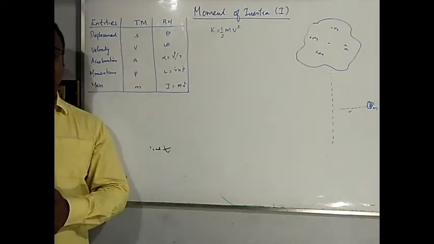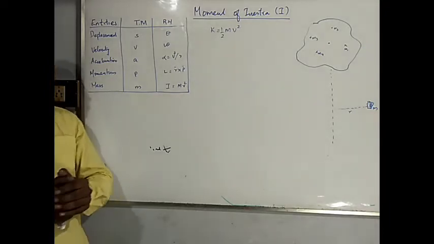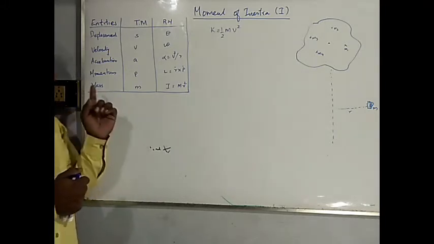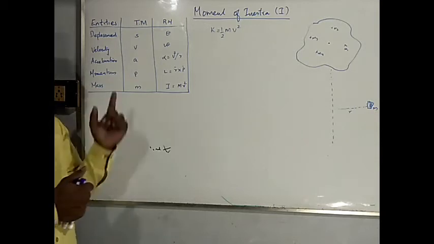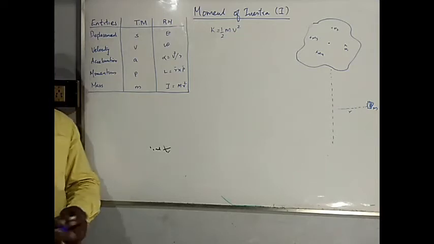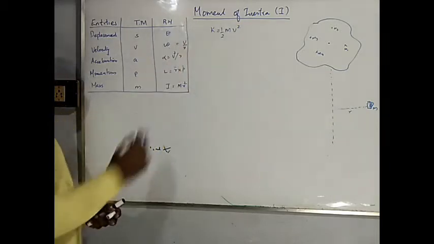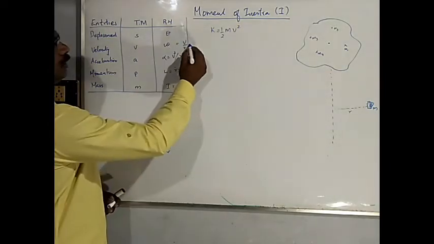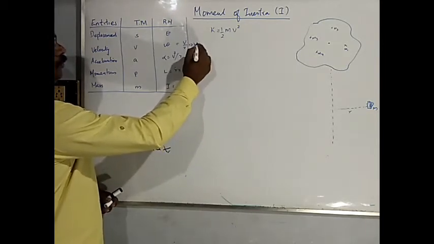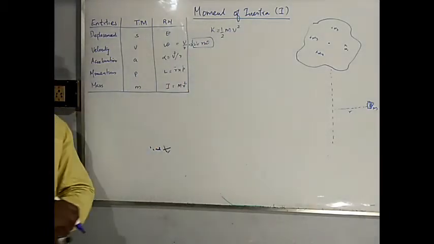Similarly, for velocity in translational motion, we use V to denote the velocity, whereas in rotational motion, we use omega. And for acceleration, we use the letter A, and here it is alpha. Alpha is equal to V square by R, and also omega is equal to V by R. This implies that V is equal to R omega. So this is the relation between V and omega.